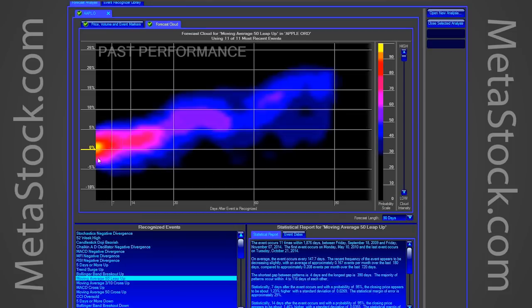What we're looking at right now is a forward projection into 90 days into the future. So instead of reading our chart from right to left like we always do, we're now looking at it from left to right, which is pretty interesting. On the left side here, this axis is the price. So whatever the price is right now is 0%.